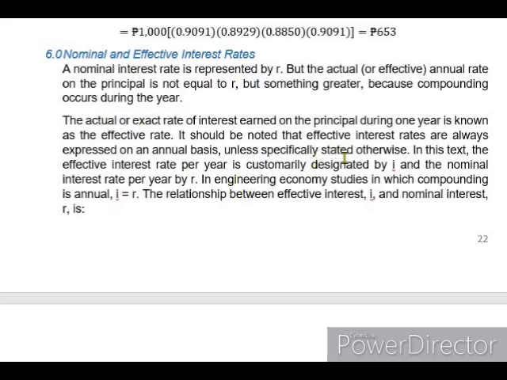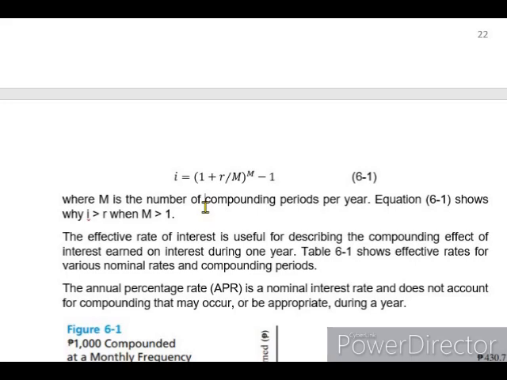So, it should be noted that the effective interest rates are always expressed on an annual basis. Okay? So, unless especially stated otherwise. So, in this text, the effective interest rate per year is customarily designated by I, and the nominal interest rate per year considered as R. In engineering economy studies in which compounding is annual, so pareho lang siya, I is equal to R, pag annual, guys.